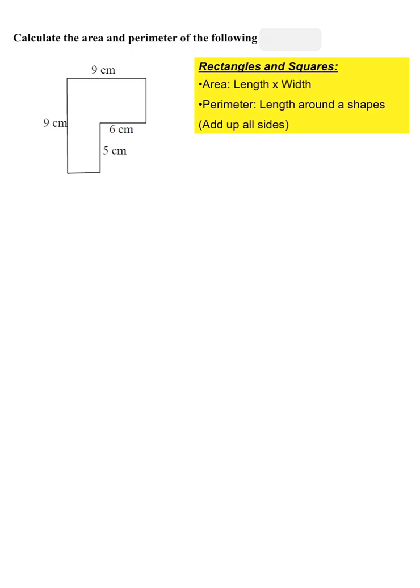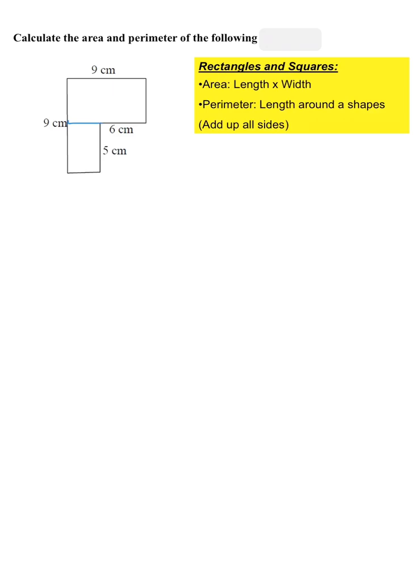Okay, so let's have a look at another one here. So here we need to calculate the area and perimeter of the following. So here we have a compound shape, but again we're just using rectangles. So the first thing we need to do in this question is split it up. So I'm going to draw a line here.